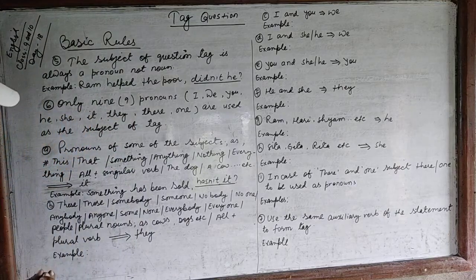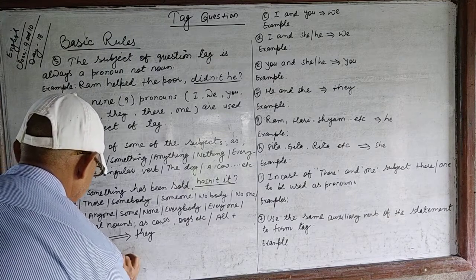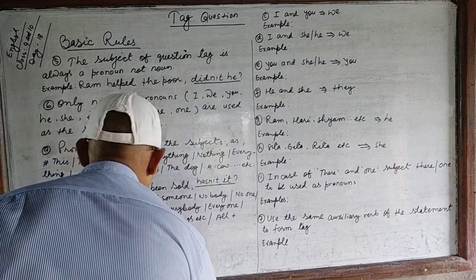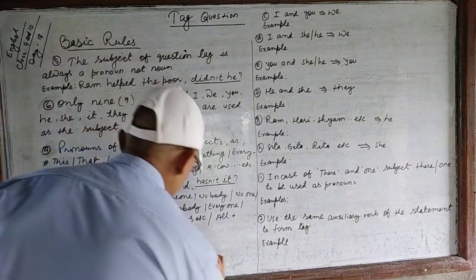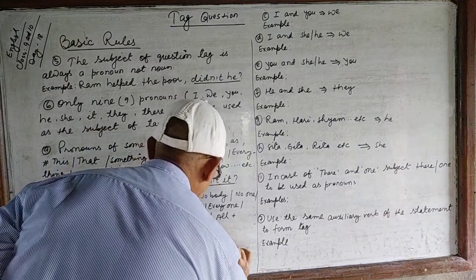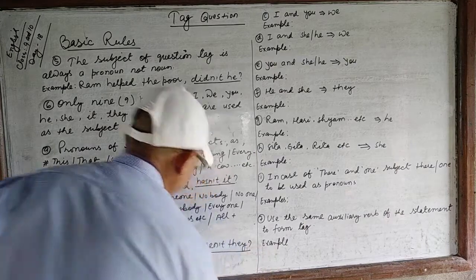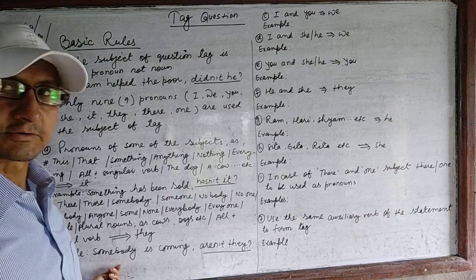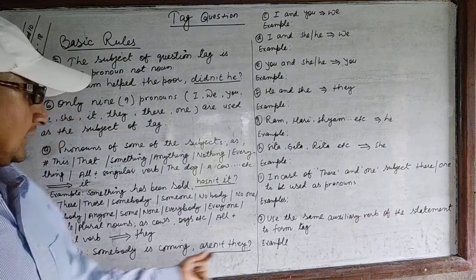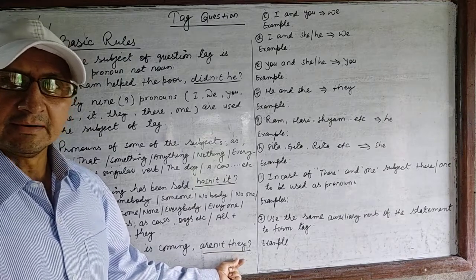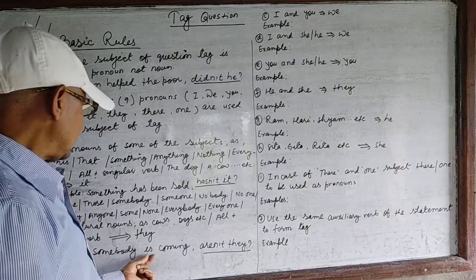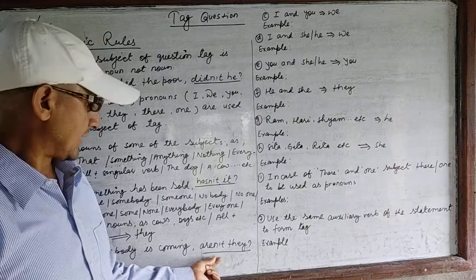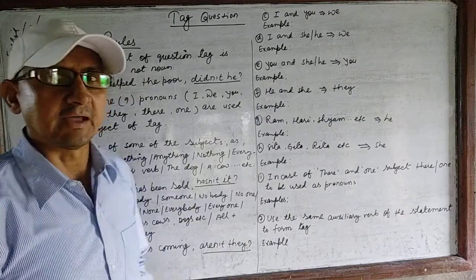Let's write down one example to make it more clear. Somebody is coming. The tag is, aren't they? For somebody, we have used they as a subject. You may have some confusion. Is is in the statement, but we have used are in the tag, aren't, in the tag question.